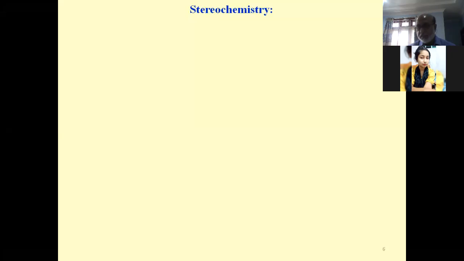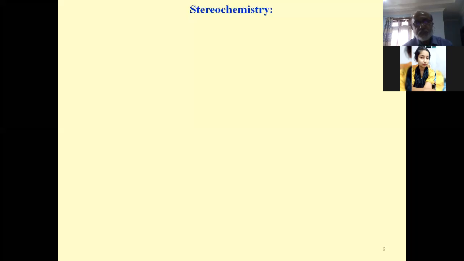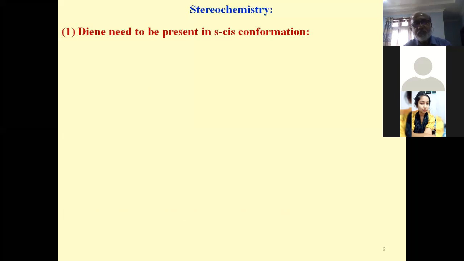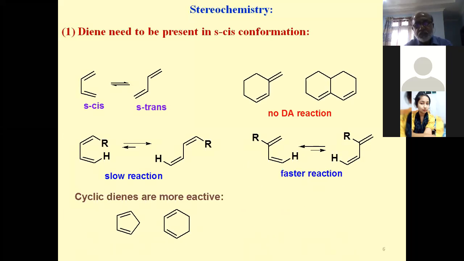So we'll recapitulate what we did last time a little bit, then go forward and start. We were discussing the stereochemistry of this 4 pi plus 2 pi cycloaddition, which is the Diels-Alder reaction. We have different aspects of stereochemistry. One is that the diene needs to be present in the s-cis conformation. This is what we see.